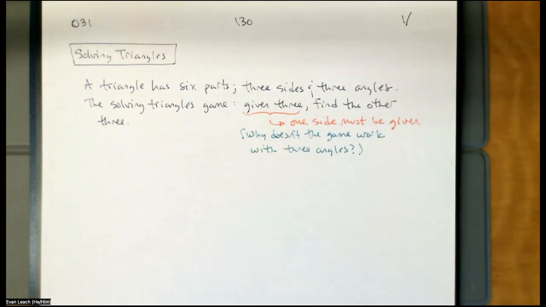This raises a question: why doesn't the game work with 3 angles? How come you can't take 3 angles and find what the sides are? That's not a question that I want answered right now. You might know the answer to that question. This is a question that I want you to think about while we talk about the solving triangles game.